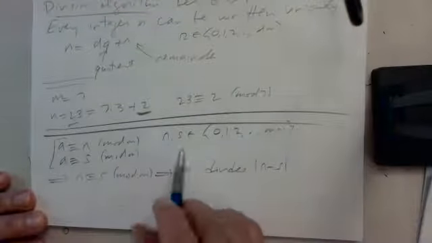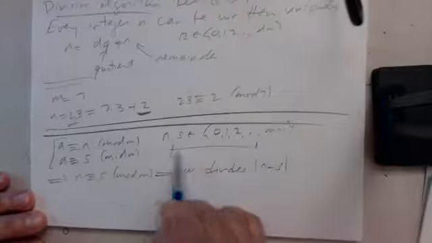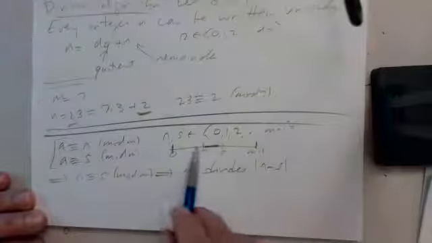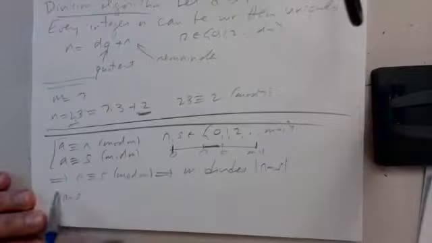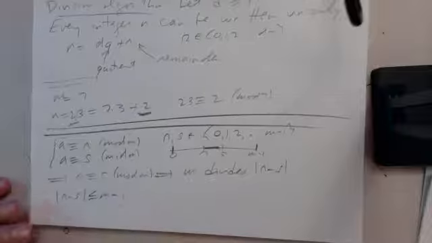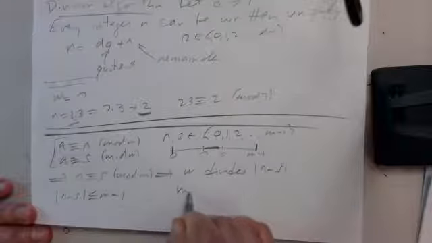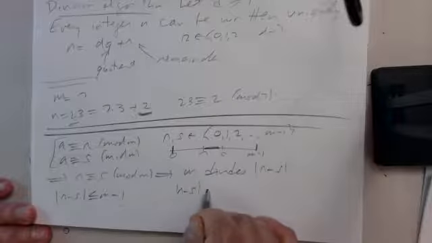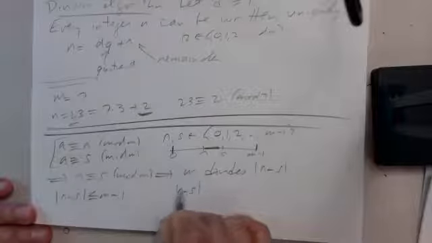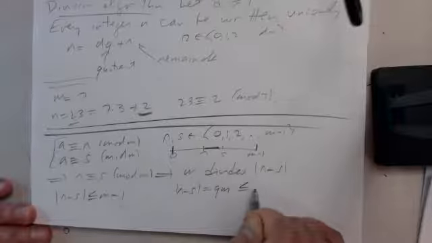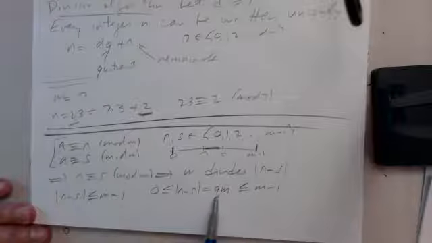Now, here's the number line from 0 to m minus 1. r and s are two numbers between 0 and m minus 1. The furthest apart they can be is m minus 1. So we have that on the one hand, r minus s is some multiple of m, but it's equal to or less than m minus 1 and greater than or equal to 0.